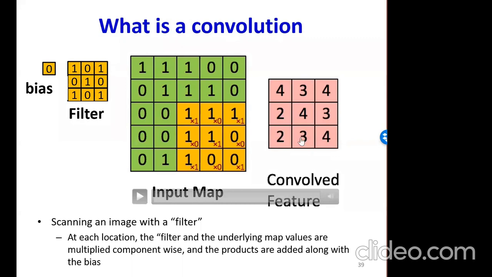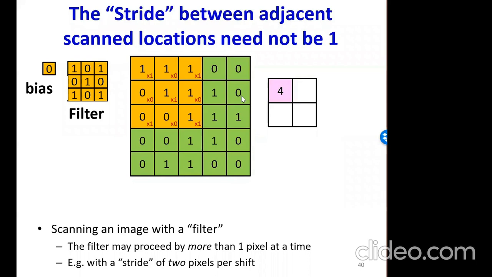Now, in this example, the filter always steps forward one step at a time. The filter need not advance one position at a time. You can actually advance it by more than one position. This is what we will call a stride. You can have a larger stride, so two. For example, here, if I use a stride of two, you have a stride of two going forwards and also a stride of two going down. So the output is only going to be 2x2, which is smaller than when you had a stride of one.